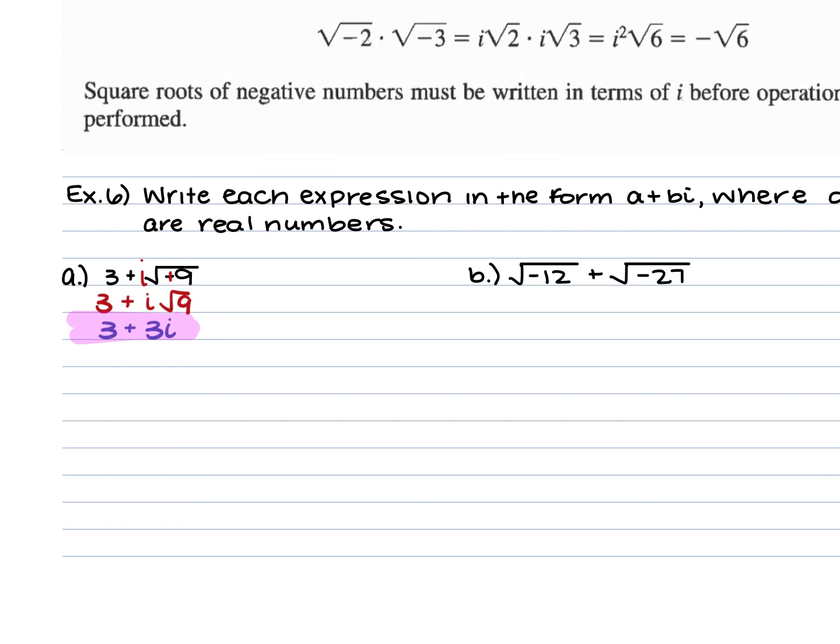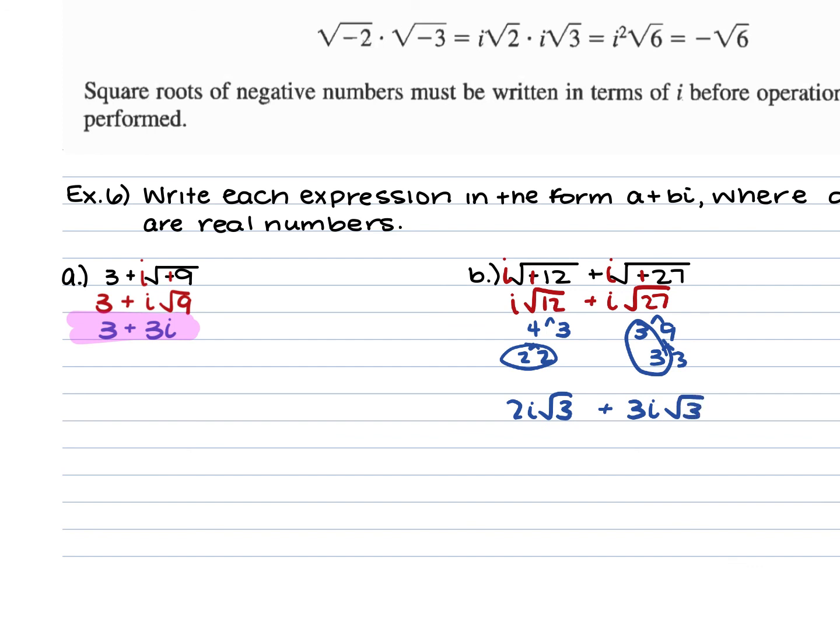For example B, we have the square root of negative 12 plus the square root of negative 27. Again, those negatives have to come out, so we're going to pull them out by putting an i in front of the square root. So we're going to have i square root 12 plus i square root 27. The 12 is 4 times 3. 4 is 2 times 2. So that gives us 2i square root 3. The 27 is 3 times 9. 9 is 3 and 3. So that's 3 square root 3. So that's 3i square root 3.